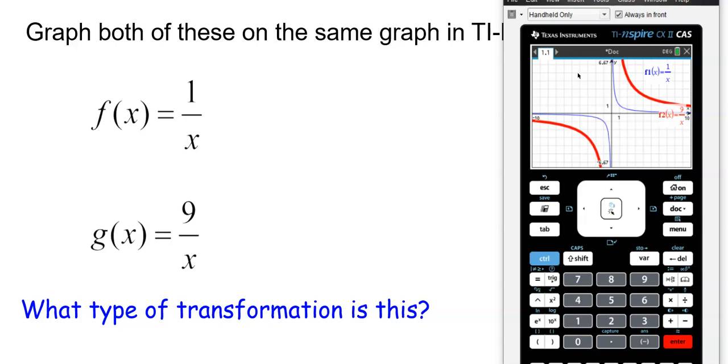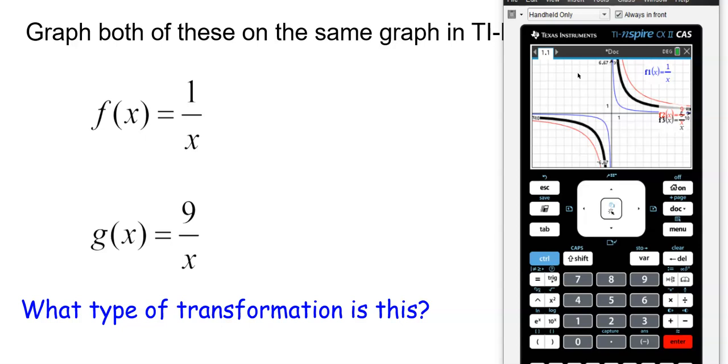If I even did another one here, like 5 over x, it'd probably be somewhere in between those two. So you can see these graphs all have a similar behavior. They're in the same quadrants. They approach the same asymptotes. They don't go through any of the same points exactly.